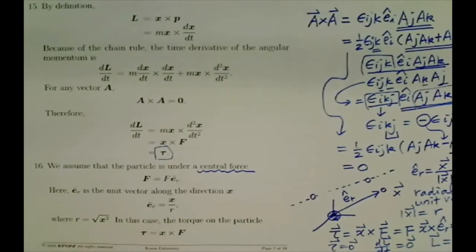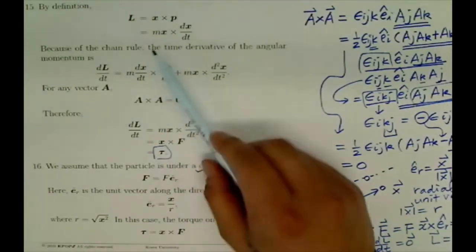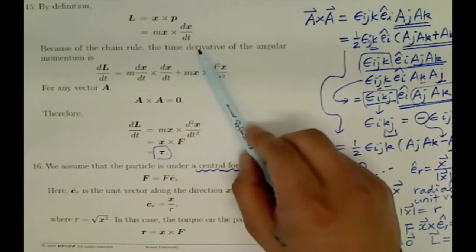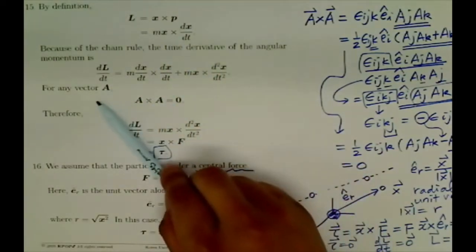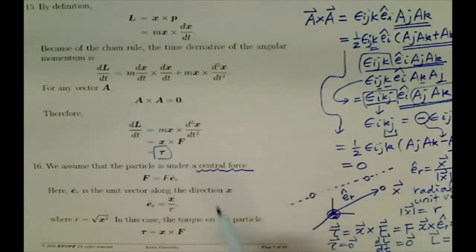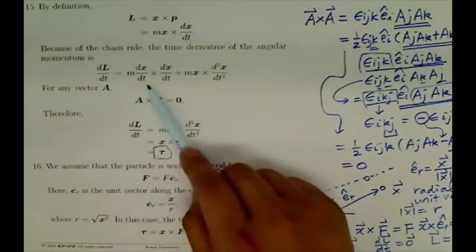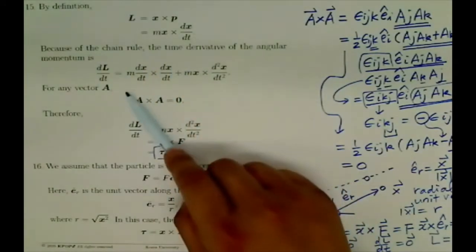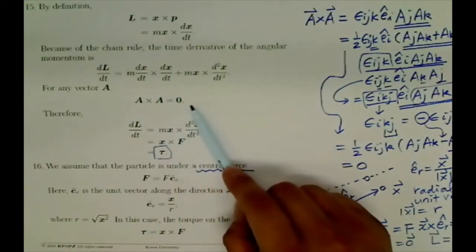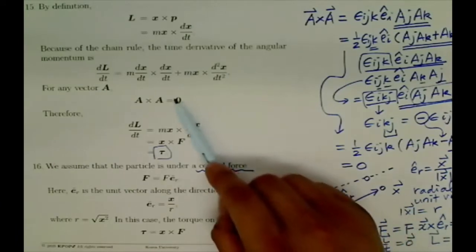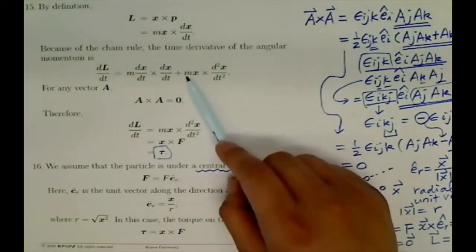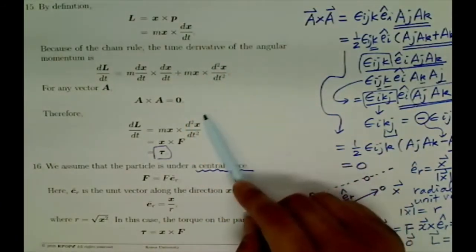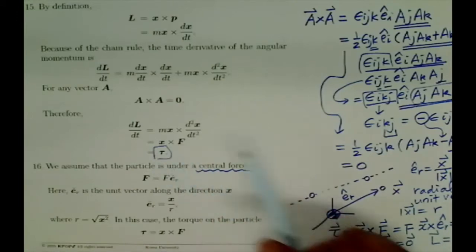We summarize. The time derivative of x cross P: if I take the time derivative of orbital angular momentum, m v cross v is a cross product of parallel vectors, which equals 0. And x times ma gives x cross F, that is the torque.